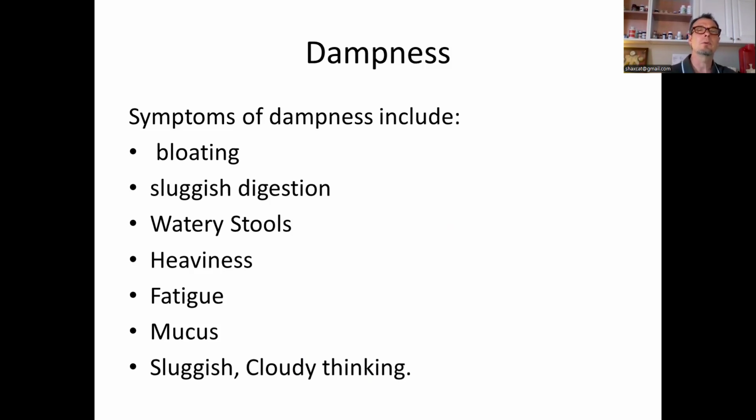Some of the symptoms of dampness include bloating, sluggishness, watery stools because of the excess water in the system. Think of the spleen as not able to transform fluids or dampness because it's overwhelmed, it's weak. So that's when you start seeing some of this diarrhea. Heaviness of the limbs, fatigue. We've talked about fatigue earlier in this lecture series. Mucus, and then sluggish, cloudy thinking.